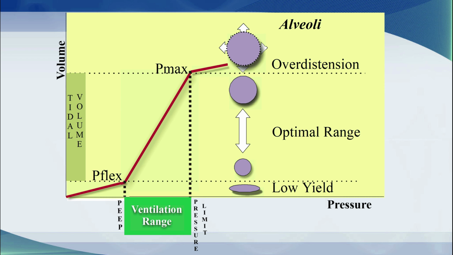And this is like blowing up a balloon. When you start blowing up a balloon, it's kind of hard. Then there's a sudden give, and then the balloon inflates much easier. That point on the volume pressure curve, they call the lower inflection point, or the P-flex.